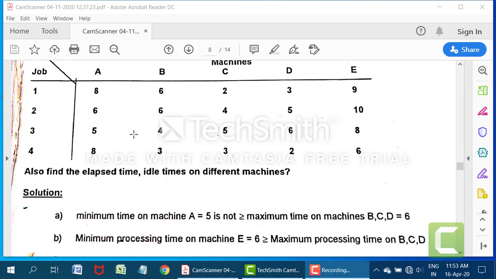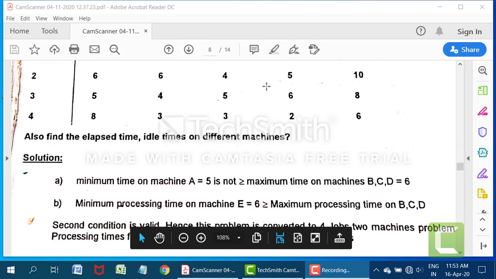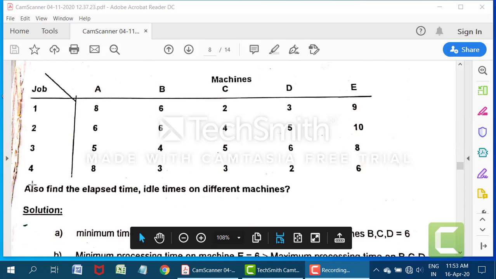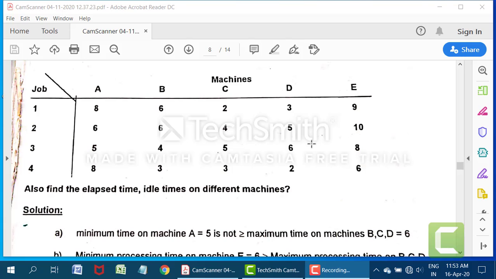Okay, this is the given problem. 4 jobs are there, 5 machines are there, and we verify whether the condition is satisfied or not. Minimum processing time on machine A is 5. What is the maximum processing time on the middle machines, leaving the first machine and the last machine?